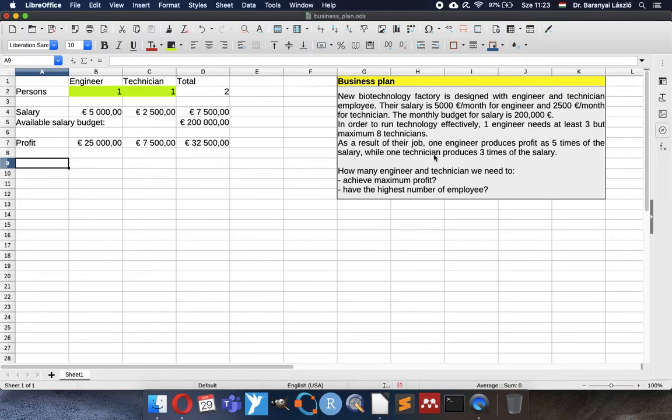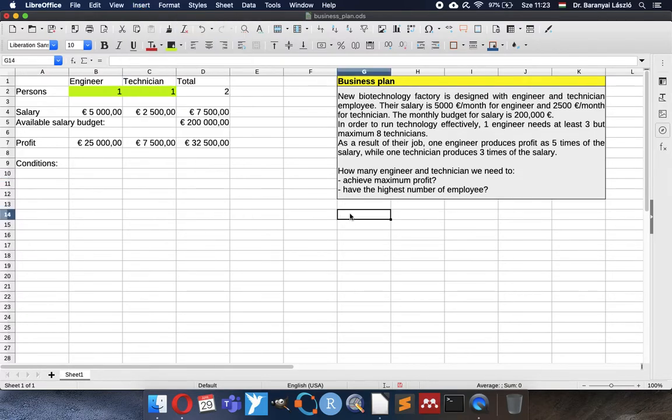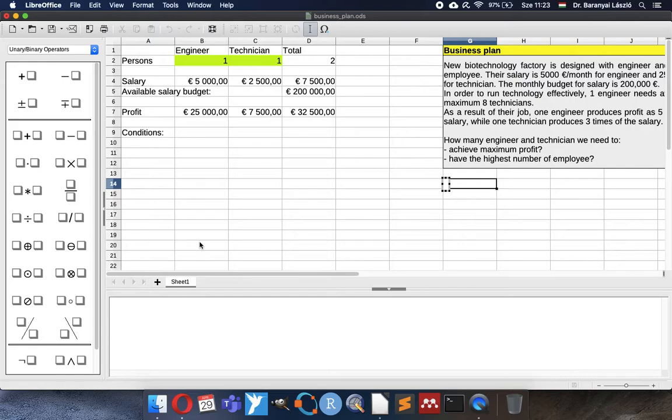But now you can see that we have two conditions, how the technology is working. So one engineer needs at least 3 technicians. To be able to understand how it is working, I will insert one formula, object and formula, to see how we can compose this condition into the spreadsheet.